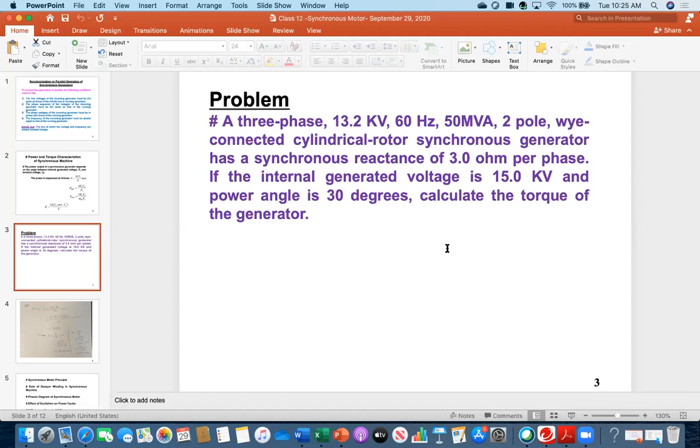I got like 33 megawatts. Exactly right. That is the correct answer, 33 megawatt, the power.